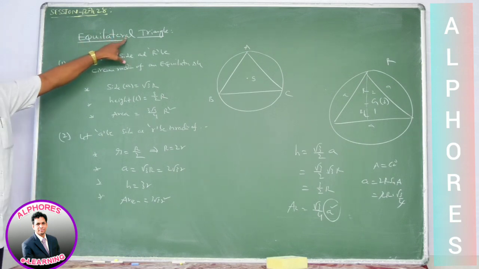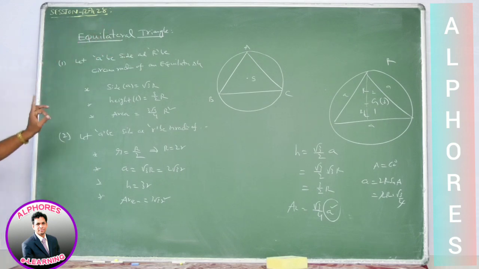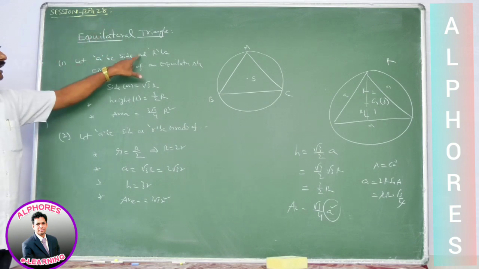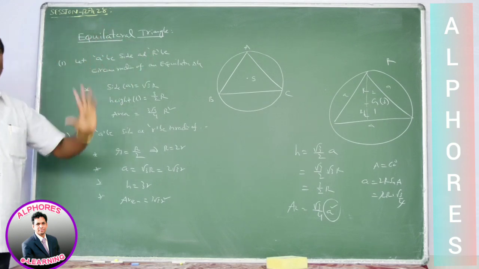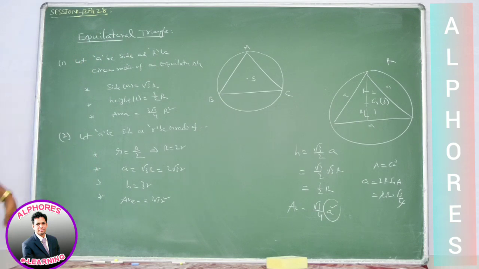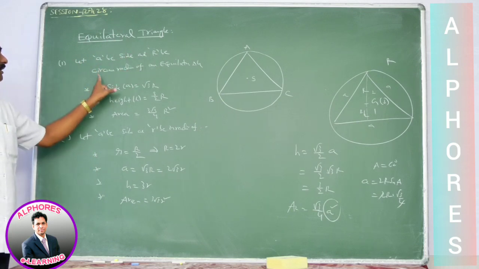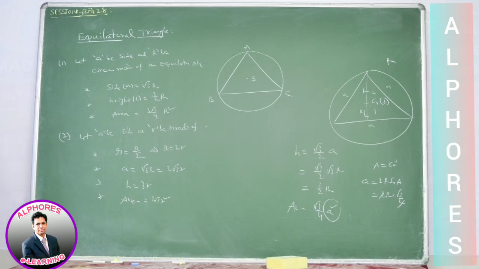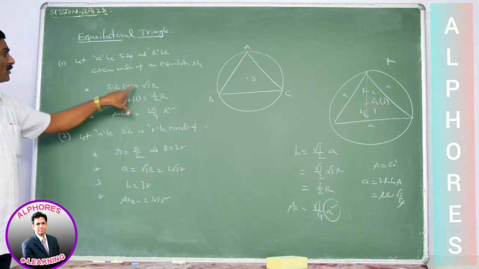Heading: equilateral triangle. Let small a be the side and capital R be the circumradius of an equilateral triangle. First, side a is equal to root 3 R.